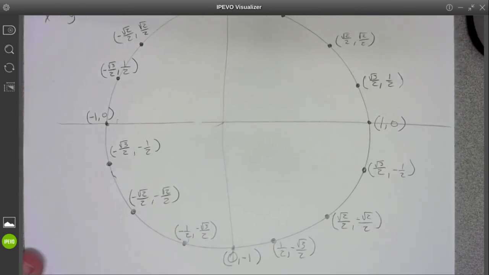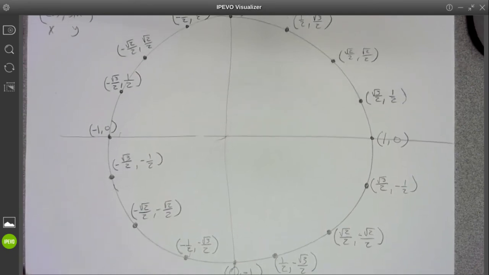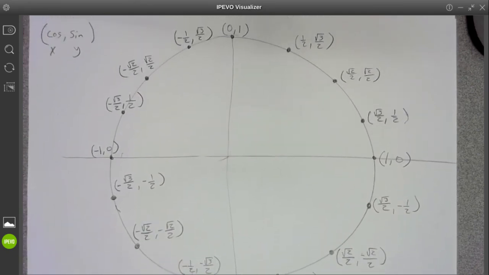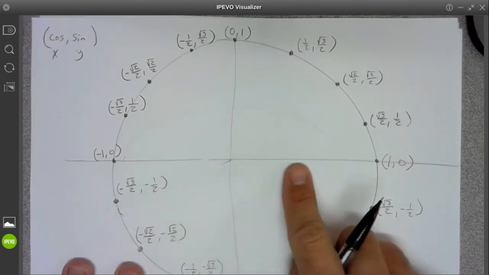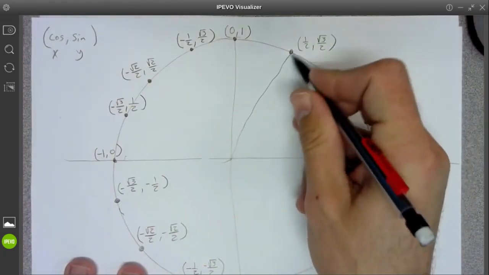That's all the cosine and sine values for your unit circle. I think it's helpful to think about it as over a little and then up a lot, and so you know what 60 degrees looks like.